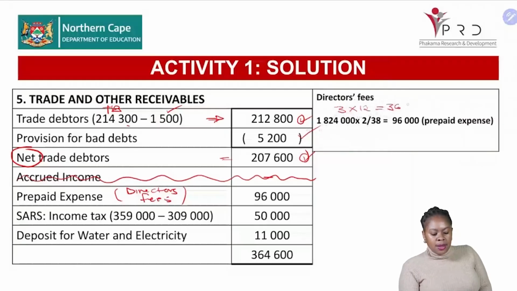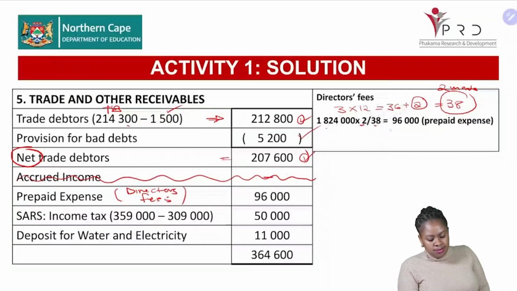However, there is a payment that we've made for 2 extra months. So the total amount of payments that we have made is 38. And the amount that is prepaid will be for 2 months, okay? So how much will that value be? It will be the total amount from our trial balance multiplied by what we are looking for. We are looking for the 2 months out of the total of 36 months, and that will give us 96,000.